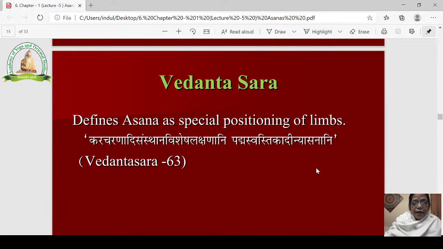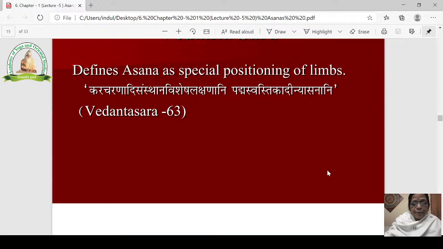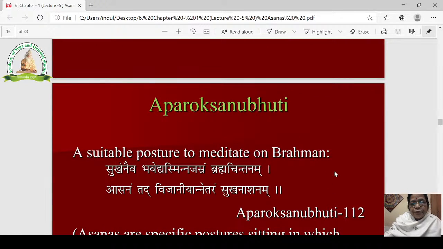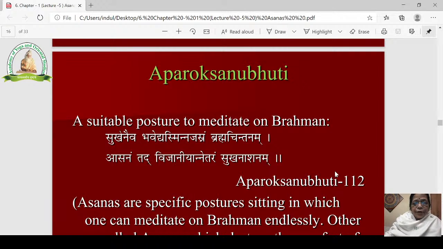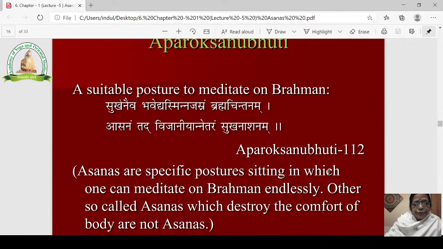in which there are special positioning of one's limbs, that is asana. Now let us see Aparokshanubhuti. Aparokshanubhuti concentrates on the spiritual side mainly. It says it is a suitable posture to meditate on Brahman. Asana should be a sitting position in which someone should sit and meditate on Brahman.